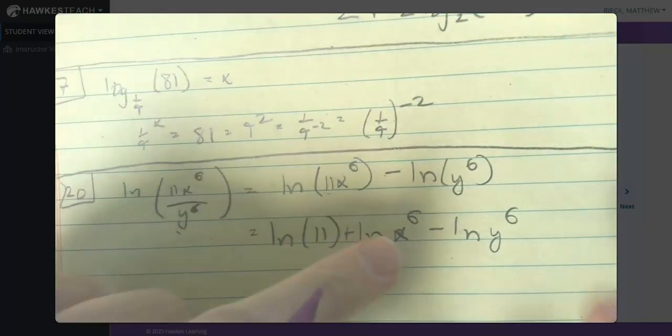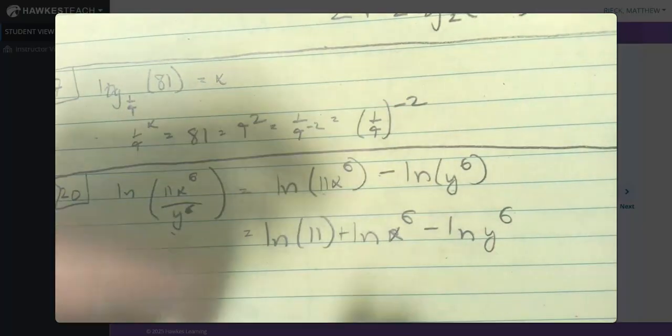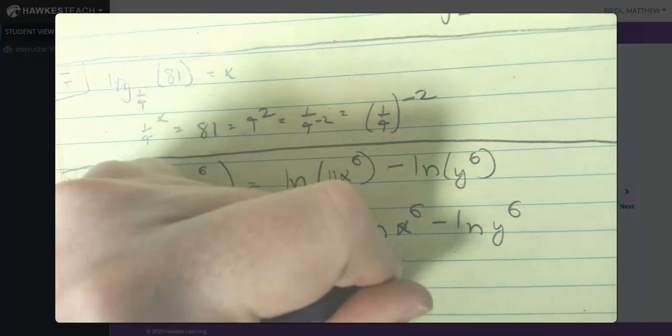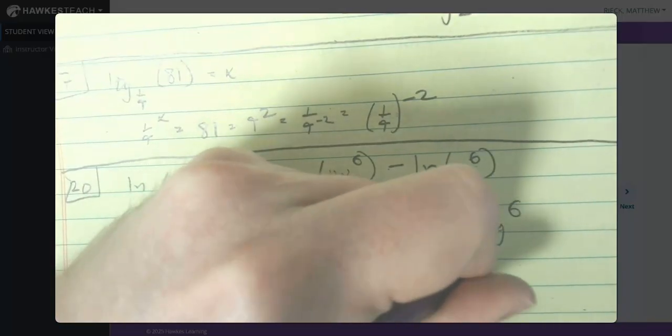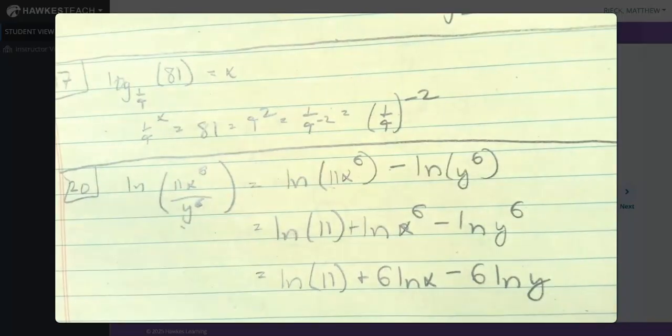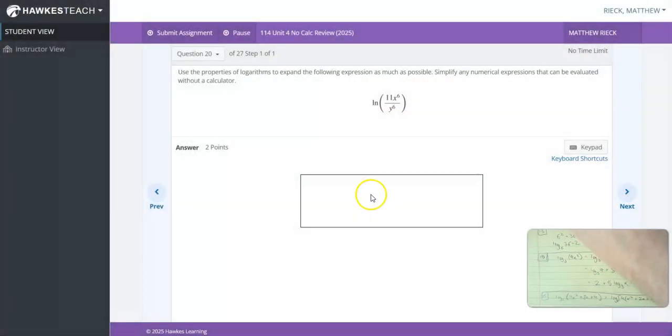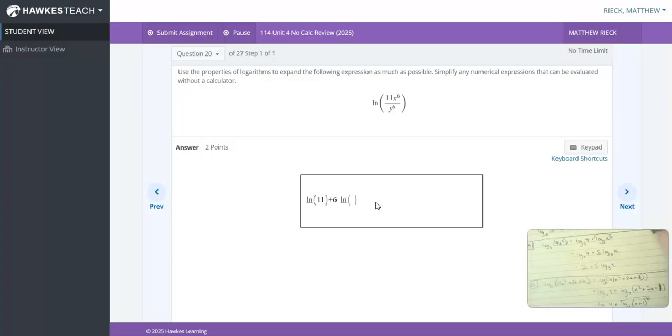Again, come along for the ride. And then here we have an exponential expression, so we can bring those exponents out front. So you have natural log of 11 plus 6 natural log of x minus 6 times the natural log of y.